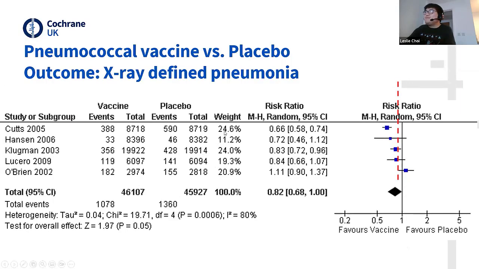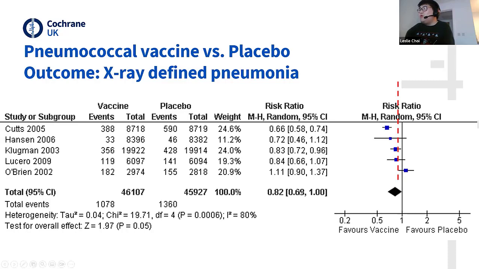Right. This is another one on inconsistency. So the eyeball test suggests that there might be some inconsistency. There's definitely one trial that doesn't overlap, and quite a high I-squared.